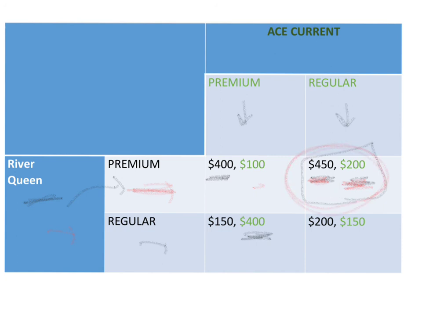And you can always check a Nash equilibrium, right? You can decide, is, say, Ace Current going to switch? Do they have an incentive to switch to the 150? No, they have no incentive to move from this Nash equilibrium. And River Queen is at 450, do they have any incentive to move to 400? No. So this is a stable Nash equilibrium, okay? And as long as it's a one-time game, this is where these two players will continually end up. This is what the incentives suggest, okay?